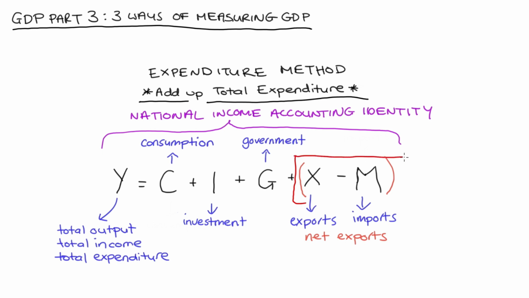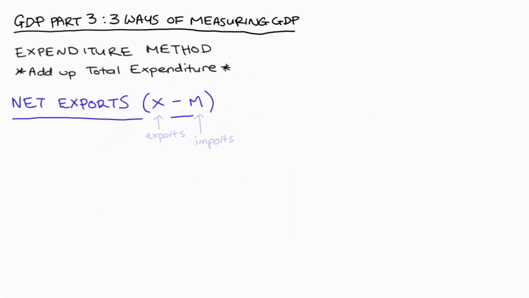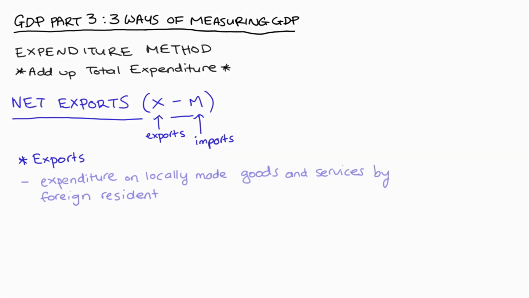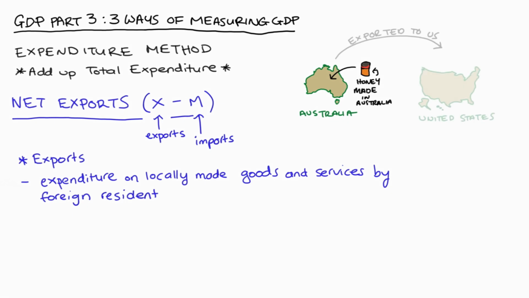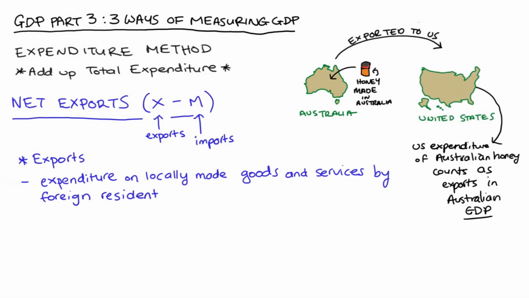Now, our last category is net exports. So X is exports and M is imports. So X minus M is net exports. Exports includes expenditure on locally made goods and services by overseas residents. So a jar of honey, for instance, that's produced in Australia but bought by an American after it's exported to America, the value of that product goes to Australia's GDP, and that expenditure is measured as part of exports.